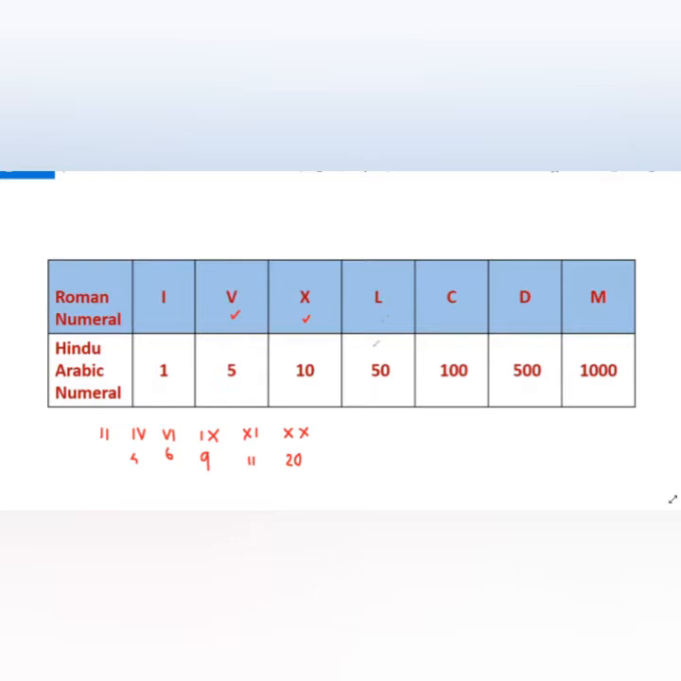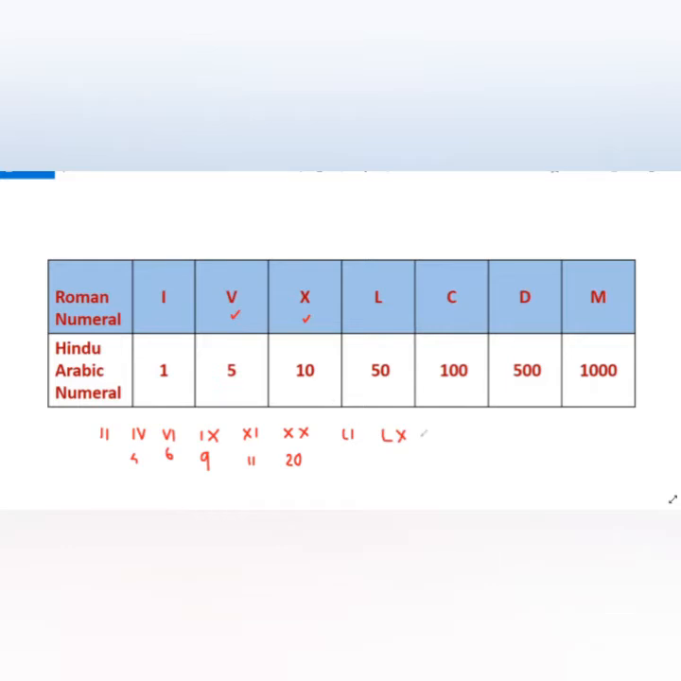50 is L. So we can use it for 51, how to write? L. 50 plus 1 is 51. So L is written, then 1. This is 51. Okay. 52 is the same. 53, 54, 55, we can write that way. Then 60, how to write 60? 60 means 50 plus 10 is 60. So the 50 symbol is L and 50 plus 10. What is the symbol of 10? X. So LX means that is 60. 50 plus 10 is 60.